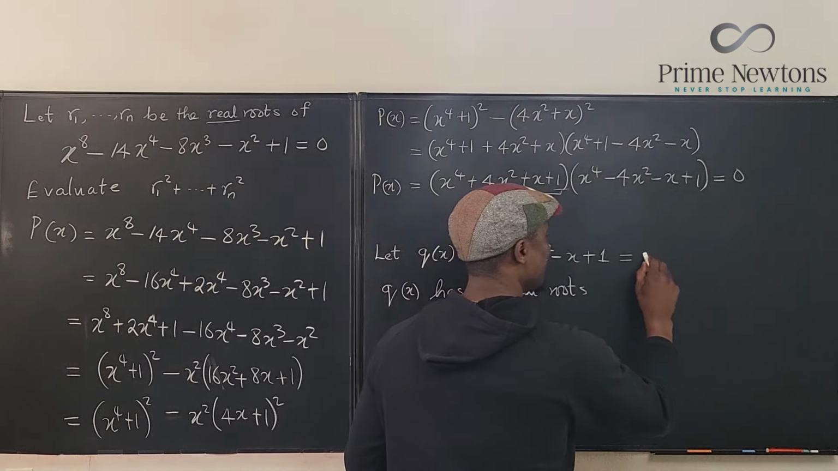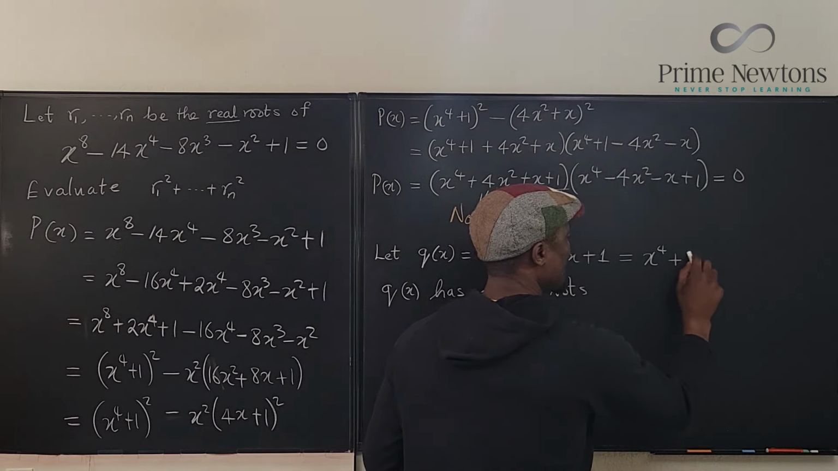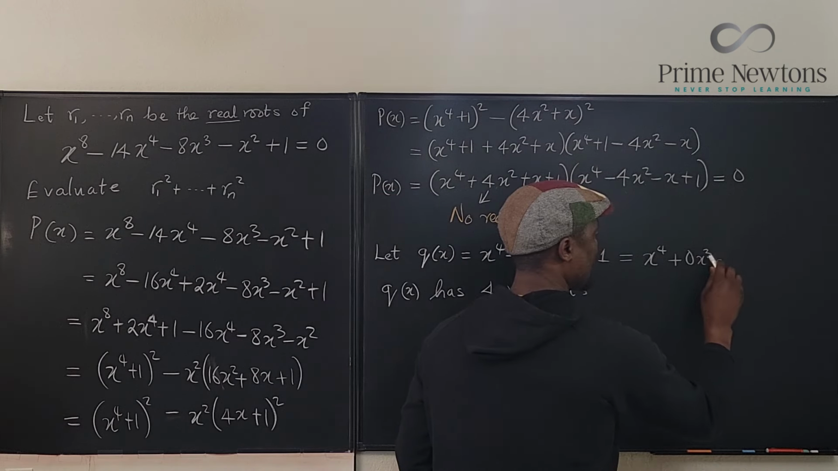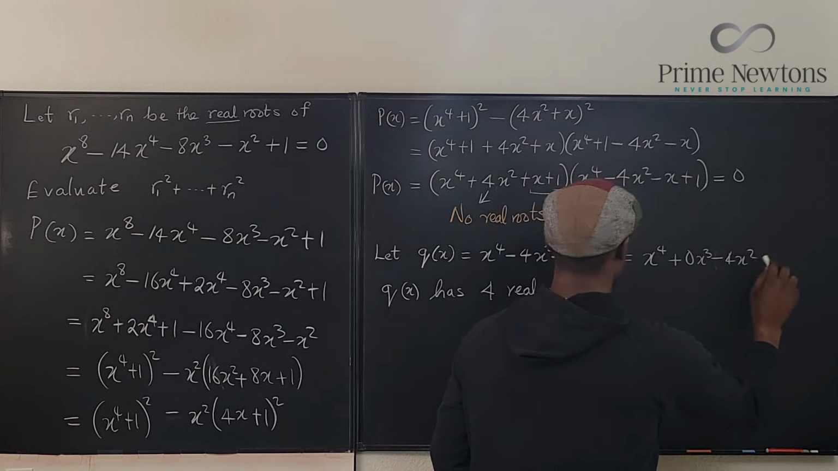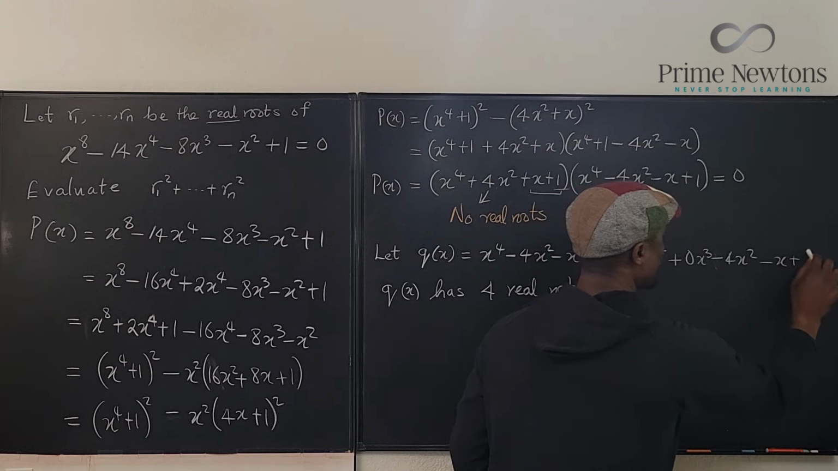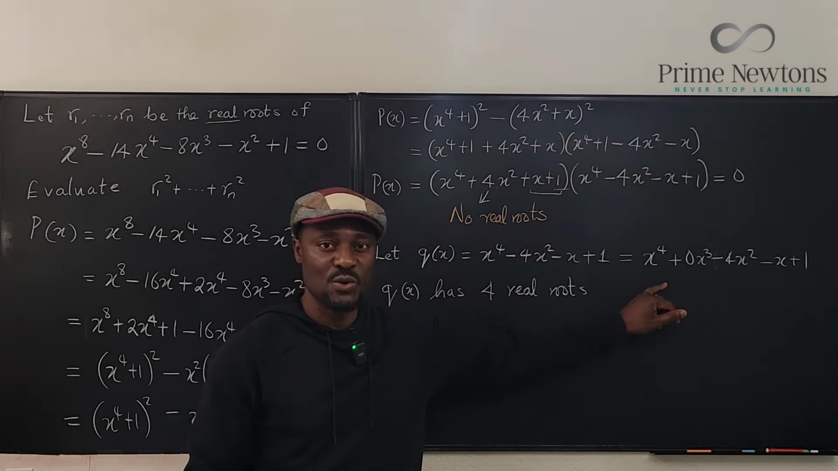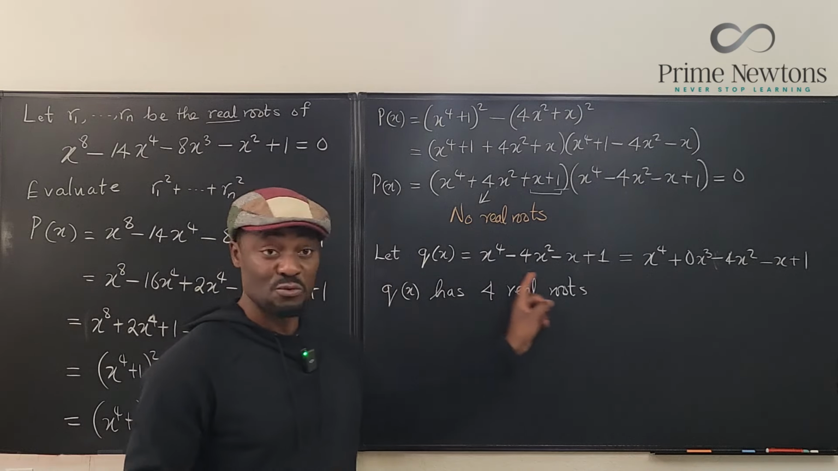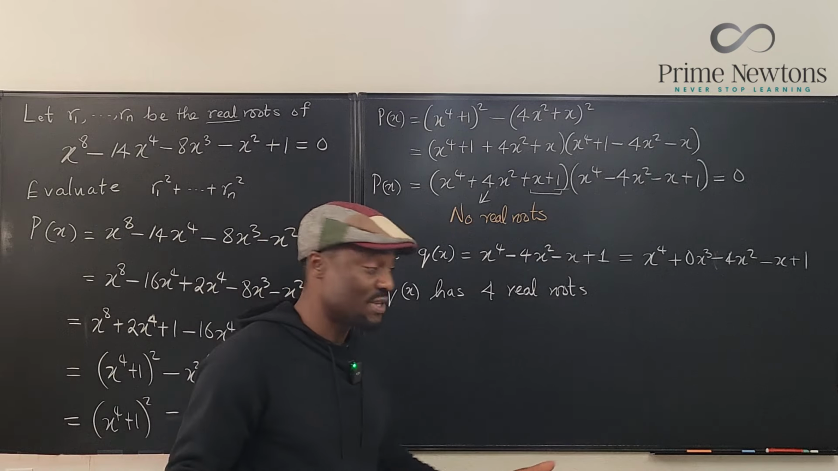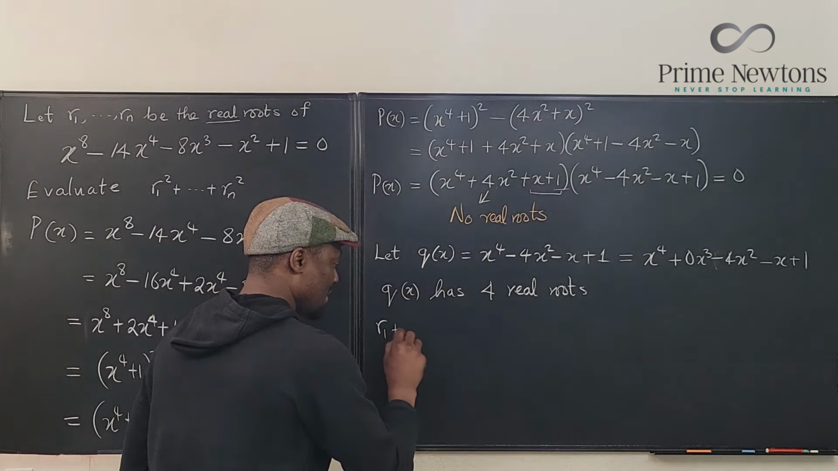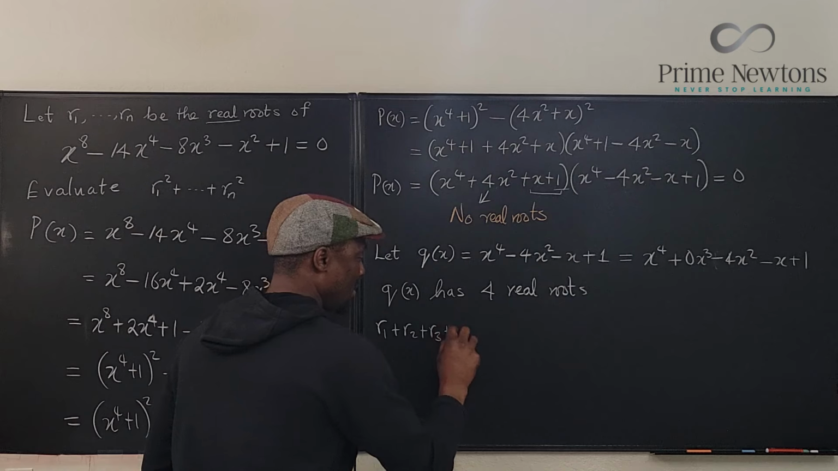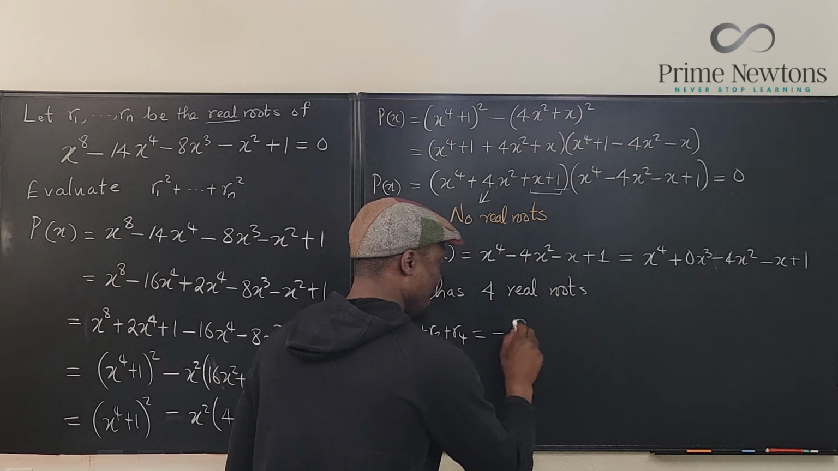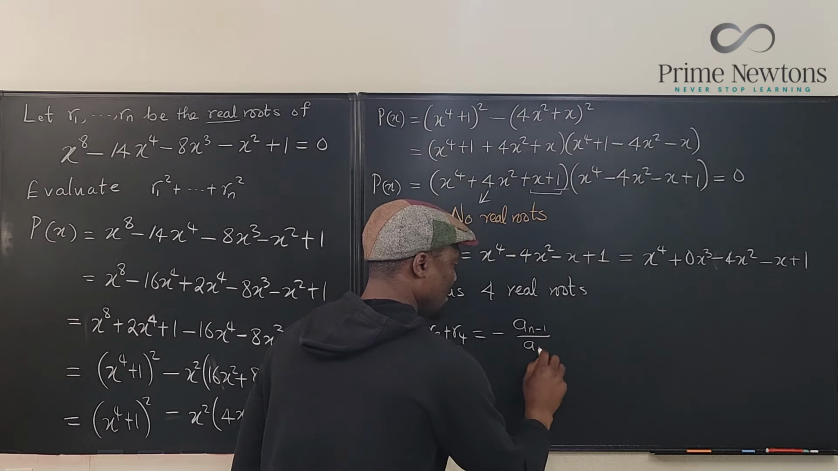This is the same thing as x to the 4th plus 0x cubed minus 4x squared minus x plus 1. This is the actual polynomial we're going to use. So now, if we want to find the sum of the real roots, which are the roots of this polynomial, which are 4, and they're all real, we know that R1 plus R2 plus R3 plus R4 is going to be equal to, by the formula, minus a sub n minus 1 over a sub n.